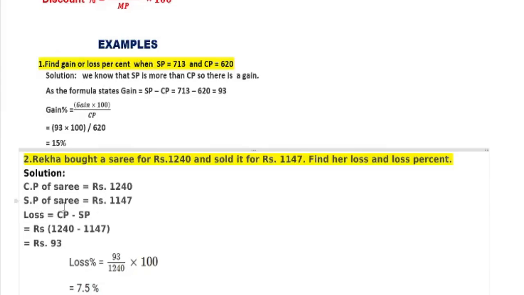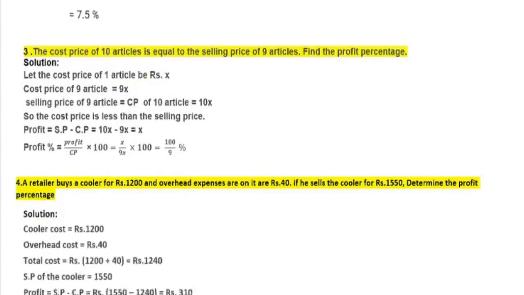So here loss is here. So loss equal to CP minus SP. That is 1240 minus 1147. That is equal to 93. Now we find out loss percent. Loss percent equal to loss by CP into 100. Loss is 93, CP is 1240, into 100. So simplify it, you will get 7.5%. So this is the loss percent. So loss percent is 7.5%.